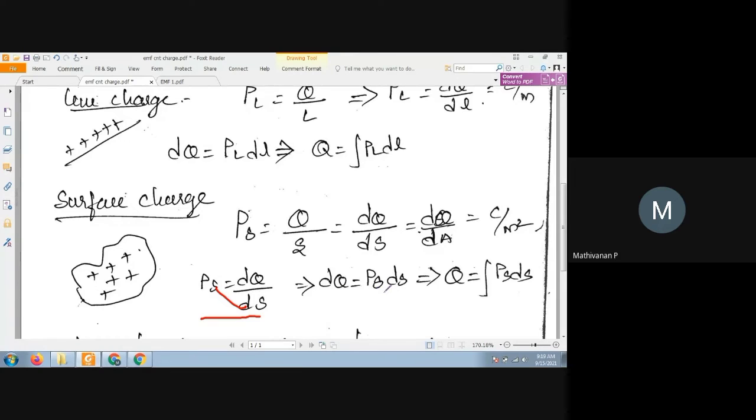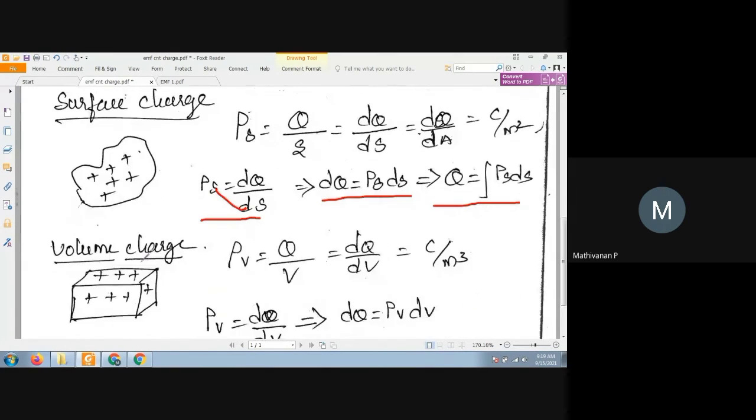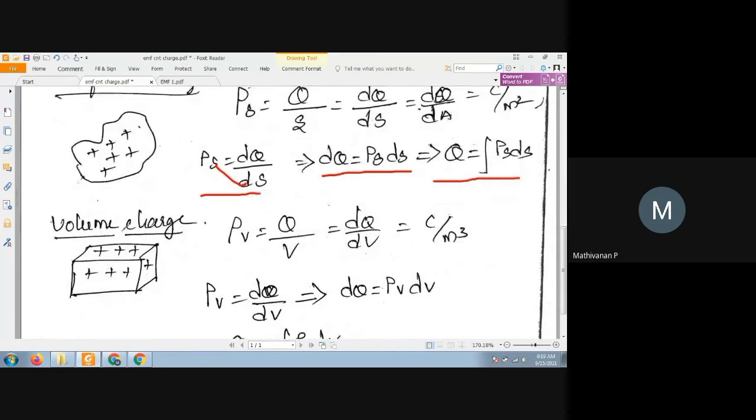Rho s is nothing but the surface charge density. So here this is for the small charge. So in order to calculate the total charge in the entire surface, we have to do integration. Q is equal to integration of rho s ds. Similarly, when you come to volume, we have taken a small volume, and in that volume we have a lot of charges.